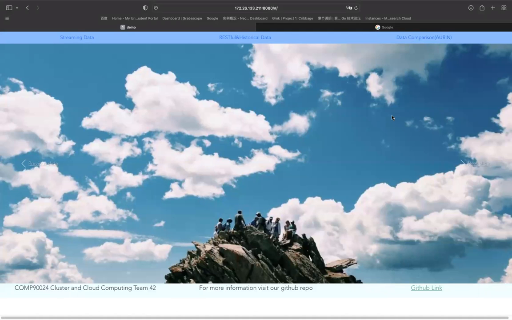Hello everyone, this is Team42, and I will do a brief presentation about how to use our application and the scenarios it can support. The front end is developed on Vue.js and can adapt to most of the browsers.